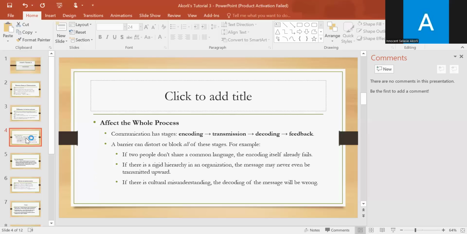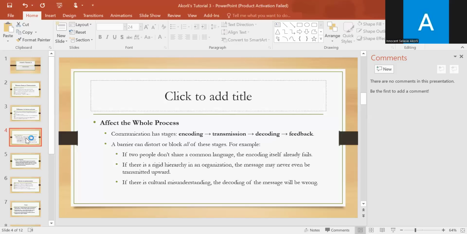If there is a rigid hierarchy in an organization, the message may never even be transmitted upward. Maybe there's a structure, a requirement for you to qualify to be able to write or communicate with a particular higher authority. If you don't have that particular requirement, then you cannot go beyond that level. It's a barrier.